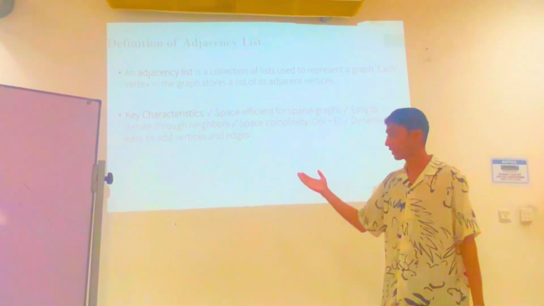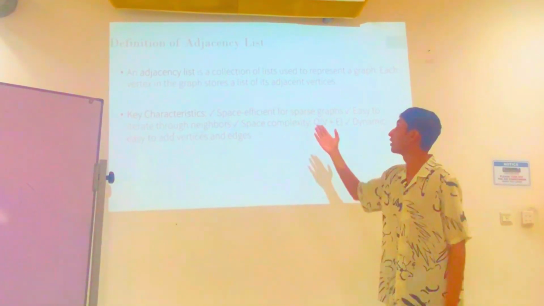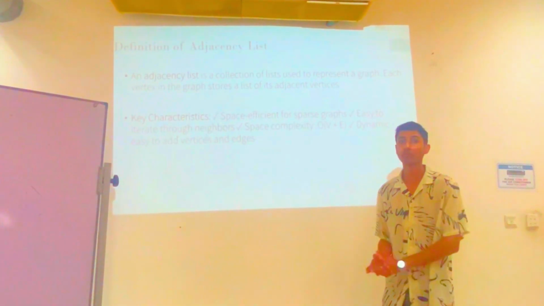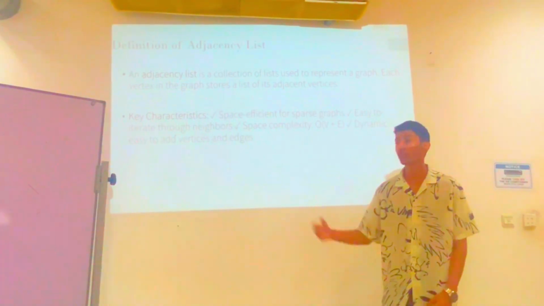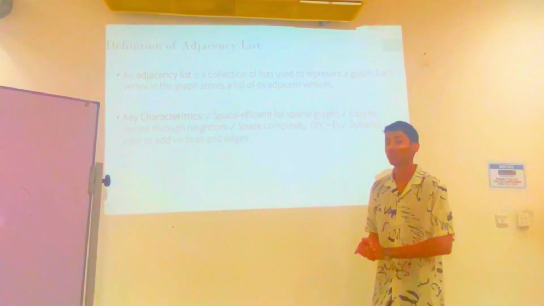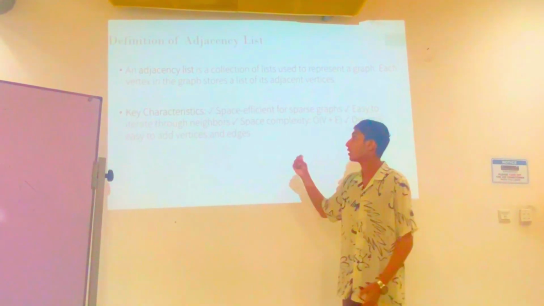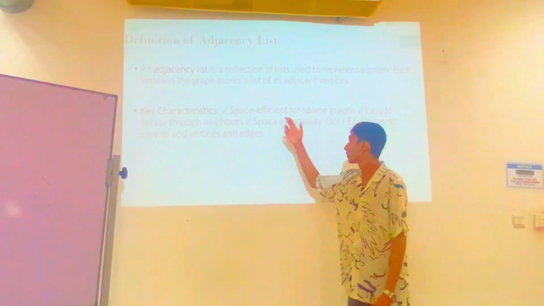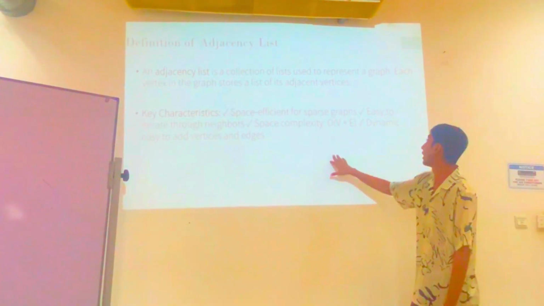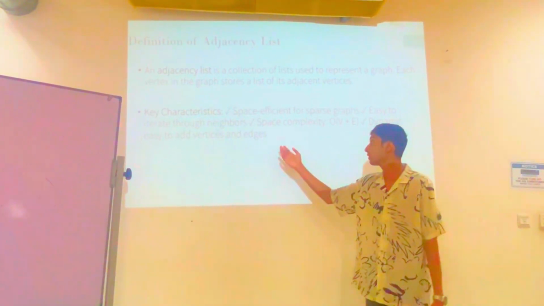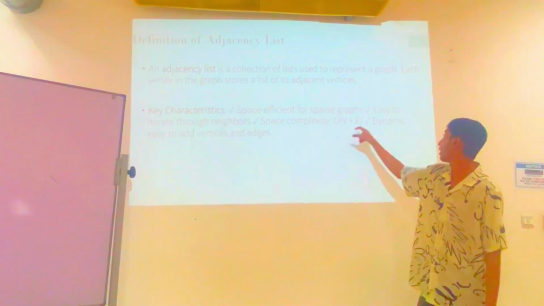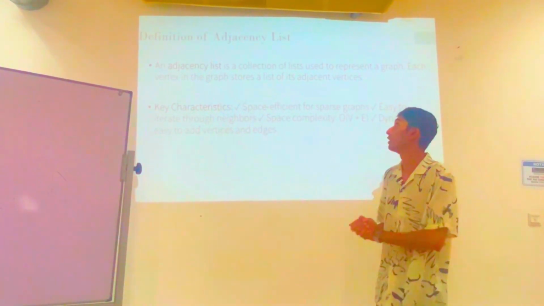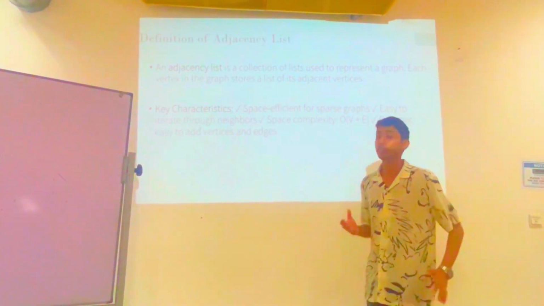The key characteristics of adjacency lists are that they are space efficient. It's a big advantage. You can determine whether you want to use an adjacency list or not based on these key characteristics. So it's space efficient and easy to iterate through neighbors. Space complexity is low, and it's dynamic and easy to add vertices and edges. So this is the introduction for adjacency list, which is key.